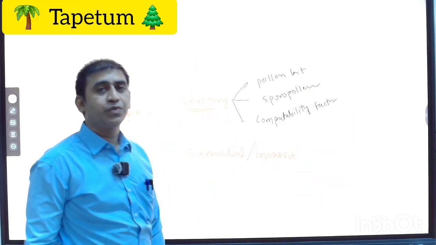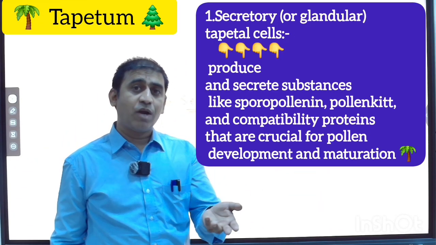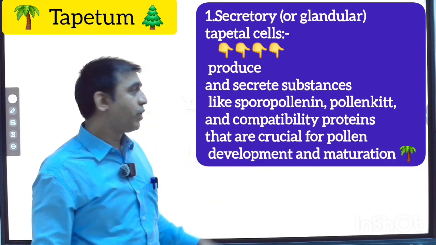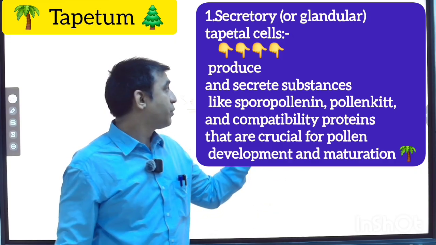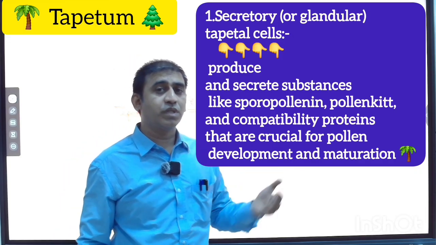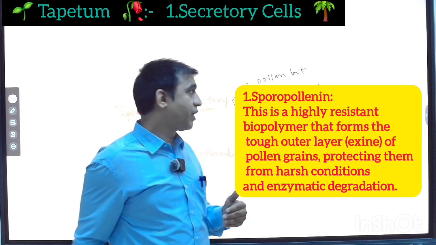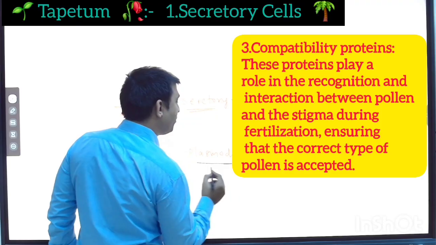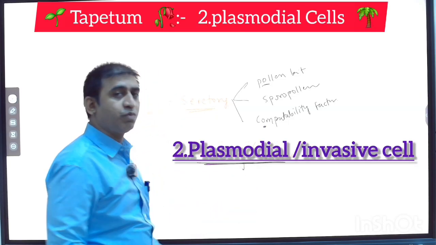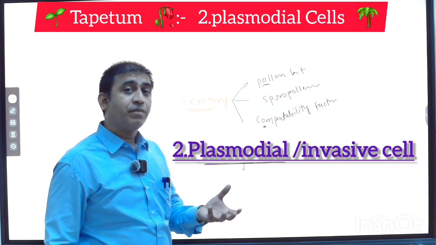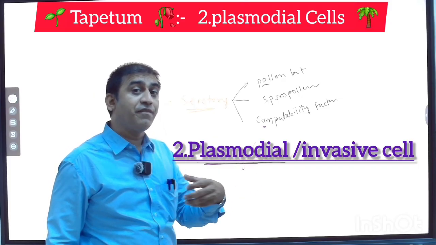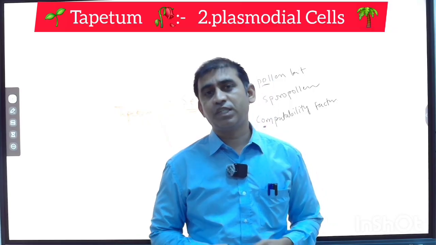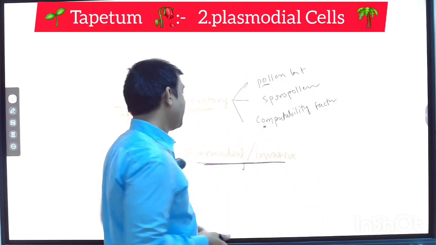These things are used when a pollen grain lands on the stigma. During the germination of the pollen tube on the stigma, these factors are helpful. Sporopollenin is the most resistant biochemical, which is present on the exine of the pollen grain. Pollen kit is present, then compatibility factor is present, and plasmodial or invasive cells. The tapetum has thick, dense protoplasm which dissolves and provides nourishment to the developing microspore.